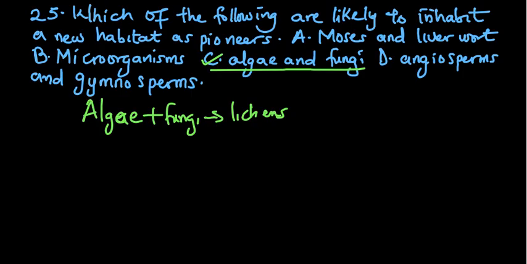So they grow on rocks without soil. So maybe among the first of life forms and break down the rocks into soil for plants. So that's the reason why they can inhabit a new habitat as pioneers. So algae and fungi, they are the answer for this question. So let's move to the next question.